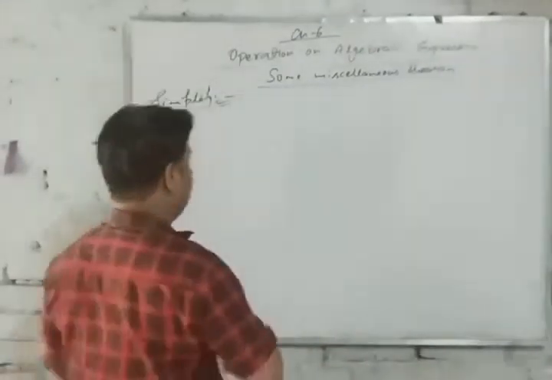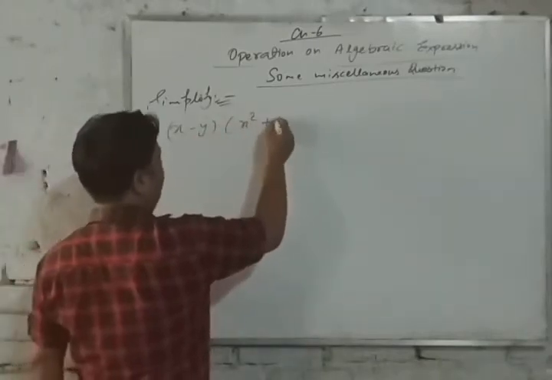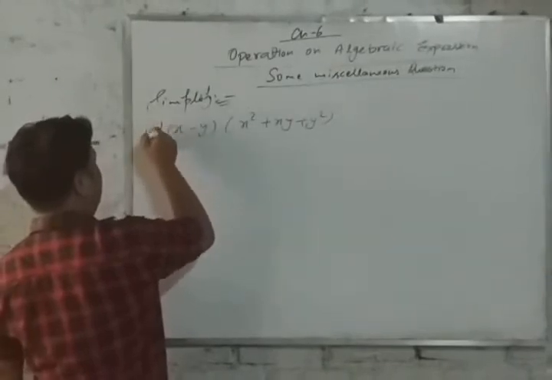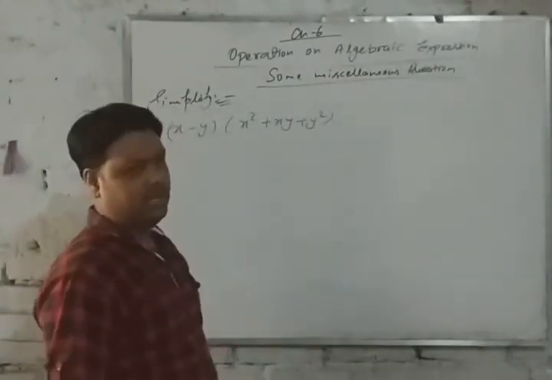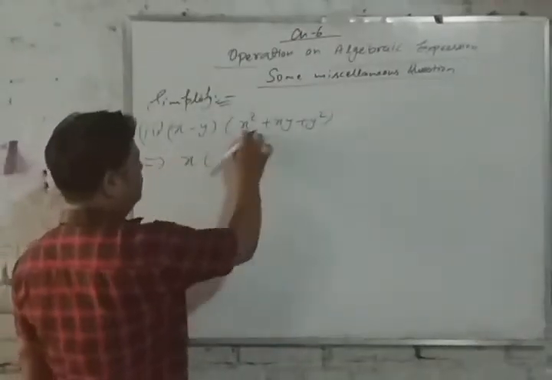Now if the question is (x minus y) times (x square plus xy plus y square). This is another question. Only the sign changes, but every term is the same. Okay. Now again we will solve by the same process.